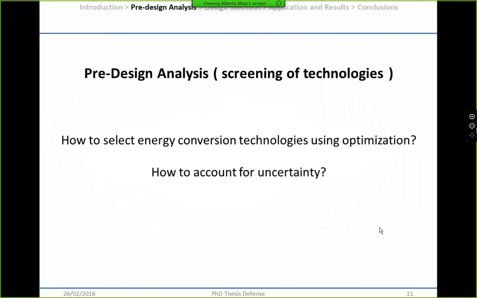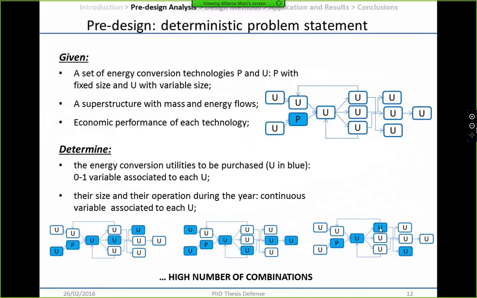So let's start with the pre-design analysis. In this case, I will introduce a bit the problem. So the problem is that we have given a set of energy conversion technologies, P and U, where P are the process units, because they are fixed in size. And U are the utility units, where U are the units that can be varied in size. We have a superstructure where these units are linked, and so these links represent material and energy flows.